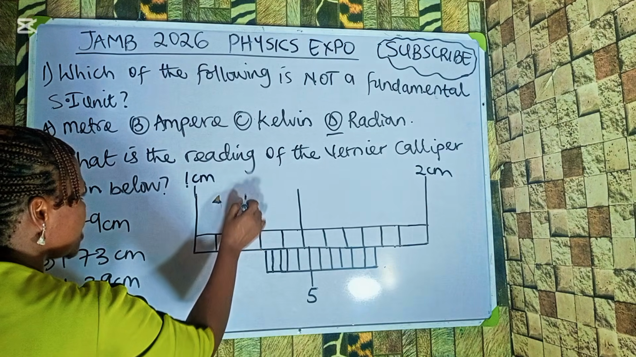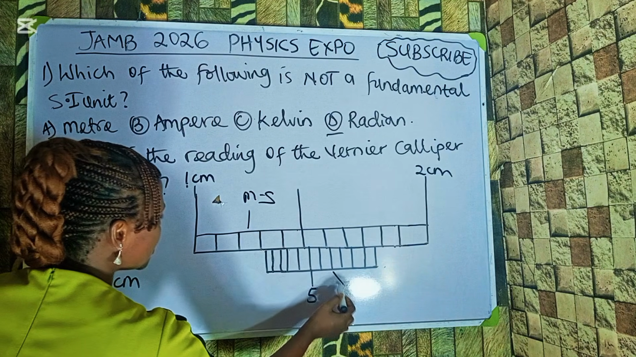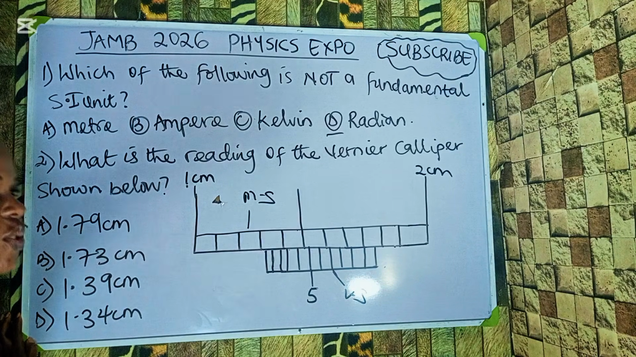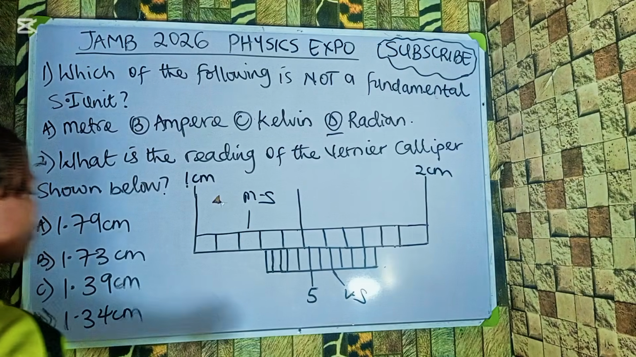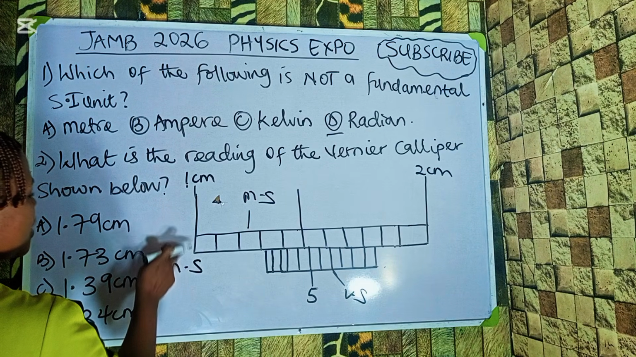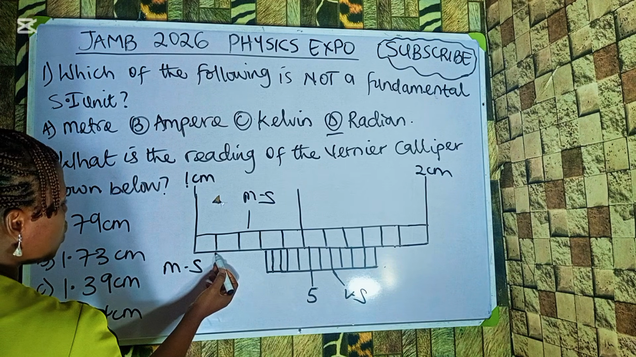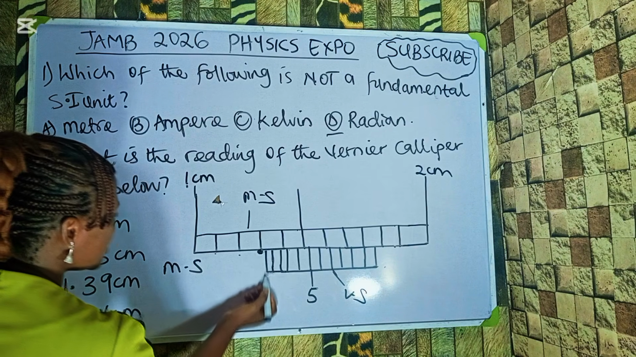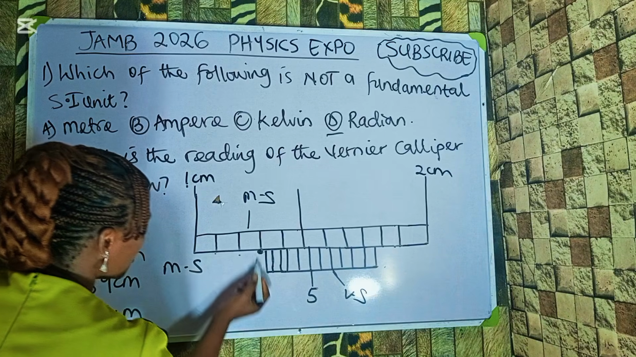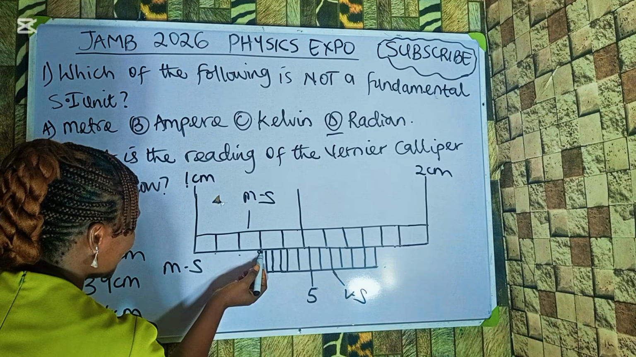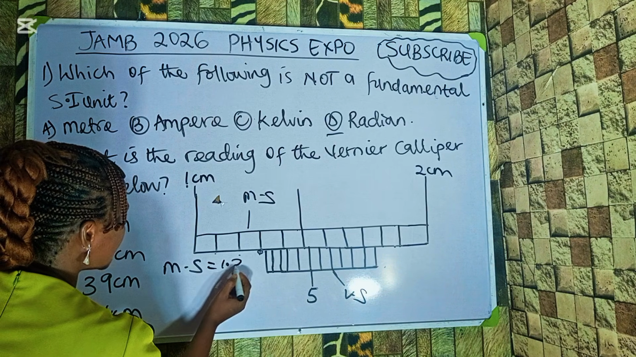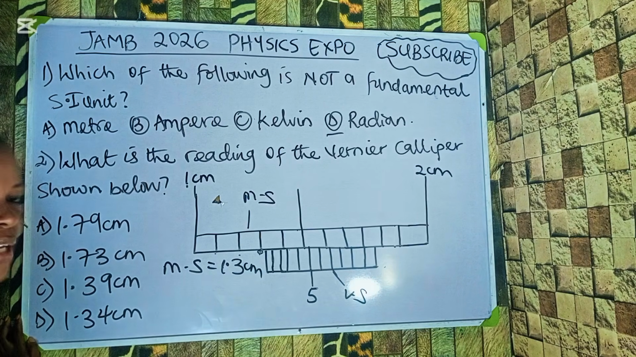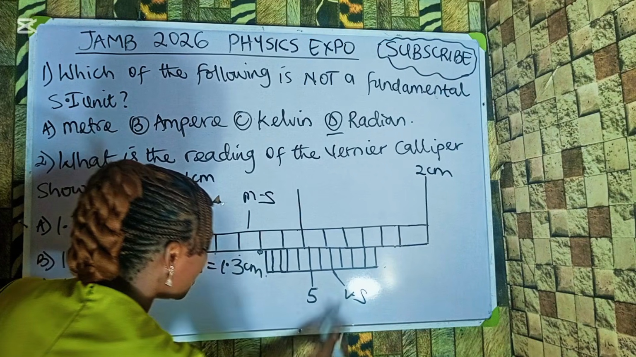So this up part is the main scale, and this down part is the vernier scale. For us to take the reading, we are going to add both the main scale and the vernier scale. So we'll go this way. The main scale starting from 1, this is 1.1, 1.2, 1.3. Now at this point, we see the vernier scale. So the reading of the main scale is going to end here, which is 1.3 centimeters.